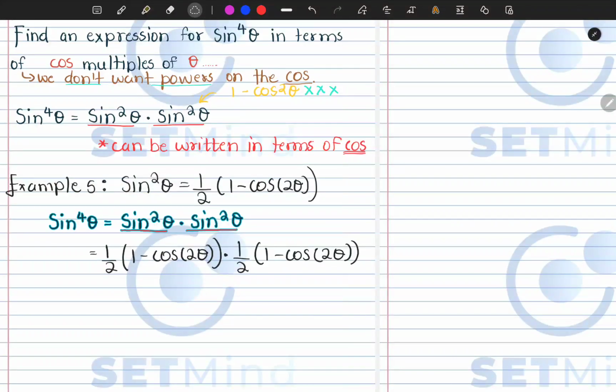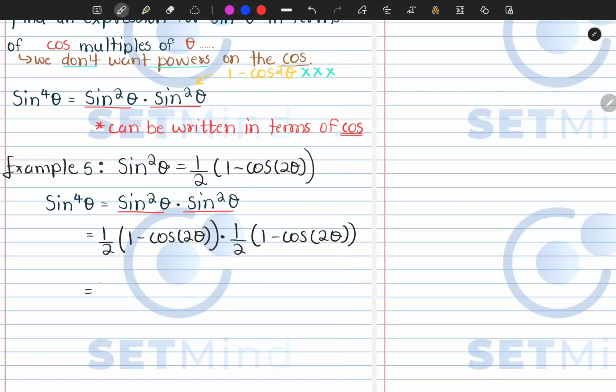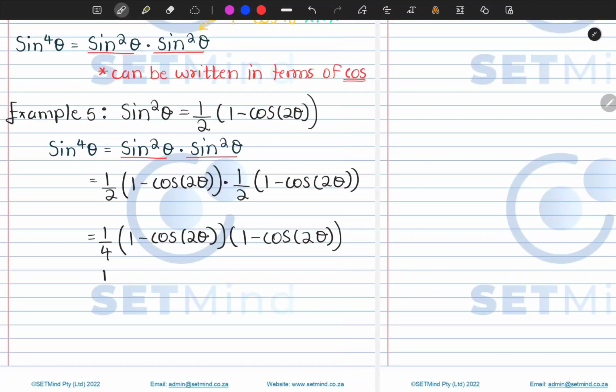And then now all we can do is to go ahead and start multiplying. So if you look carefully, I will have 1 over 4 into 1 minus cos of 2 theta multiplied by 1 minus cos of 2 theta. So if we quickly do some foiling there, you will see that we'll have 1 minus 2 cos of 2 theta, and then plus, we'll end up with the cos squared 2 theta. Okay, this is what we have.